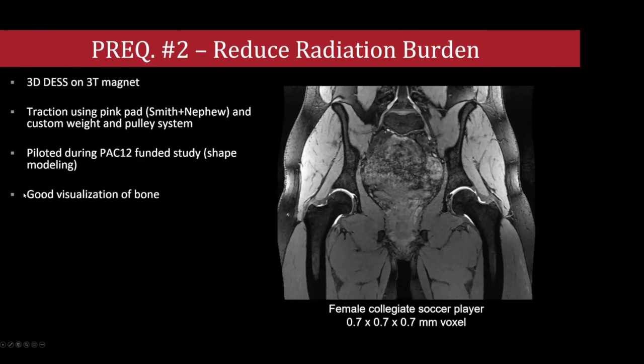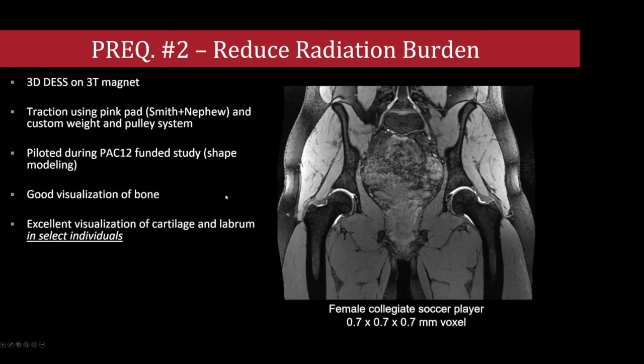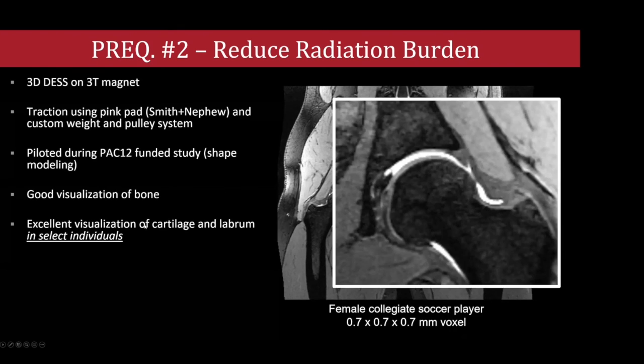And we get very good visualization of bone, no doubt about it. So here's a female collegiate soccer player. We're getting 0.7 millimeter isotropic images. And we do get excellent visualization of cartilage and labrum in select individuals. And so this is not an arthrography. There's just a lot of fluid in this individual's hip joint.